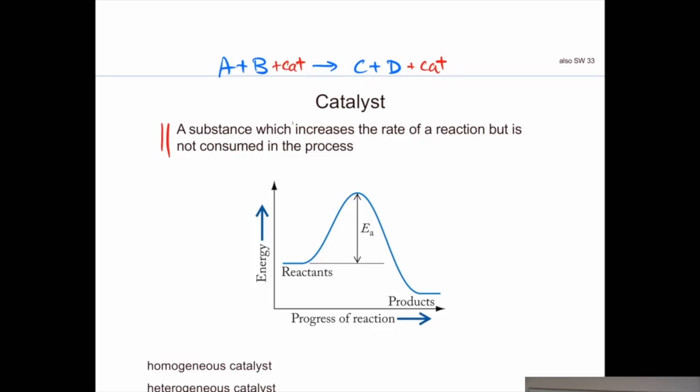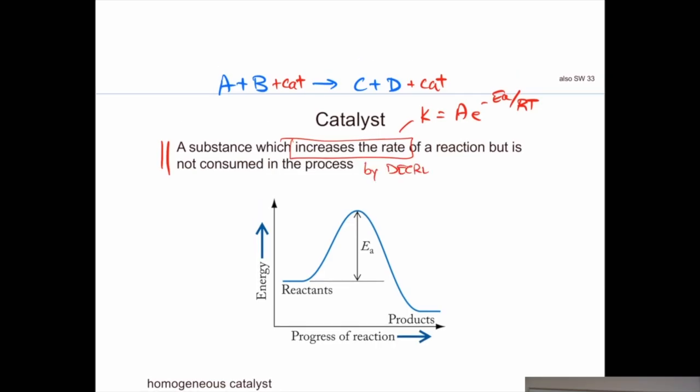Now remember, the rate constant is equal to A times e to the power of negative activation energy over RT. The way that it increases the rate is by decreasing the activation energy. That's how the rate is increased. Now, how do we magically decrease the activation energy? I mean, what does that mean? What does activation energy mean to you? I keep saying it, we keep talking about it. What does it mean?